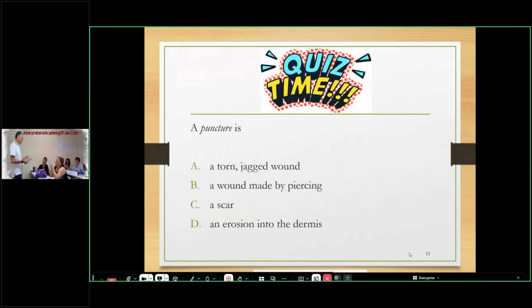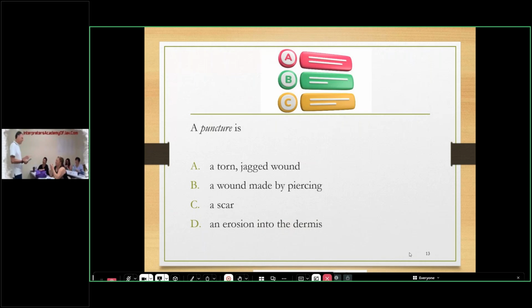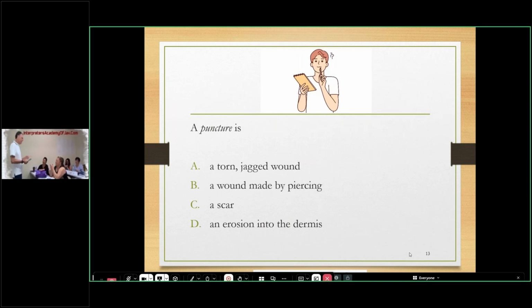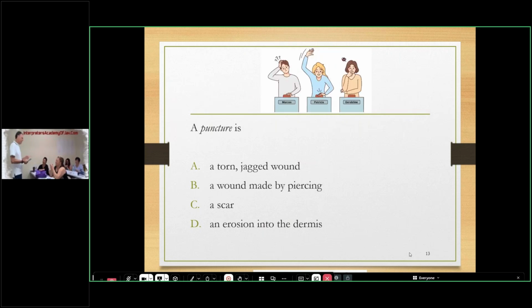Quiz time. A puncture is: A, a torn, jagged wound. B, a wound made by piercing. C, a scar. D, an erosion into the dermis. One volunteer at a time, please.